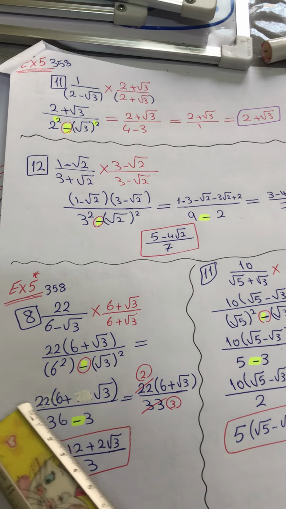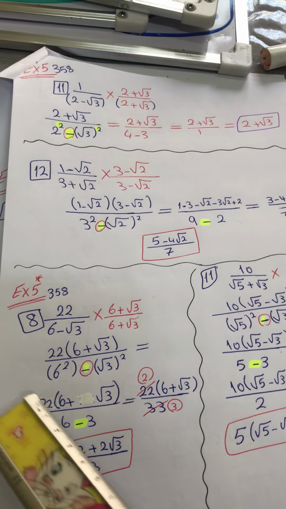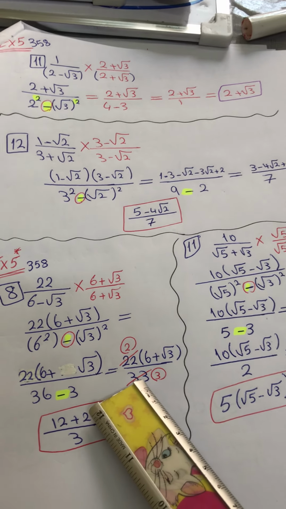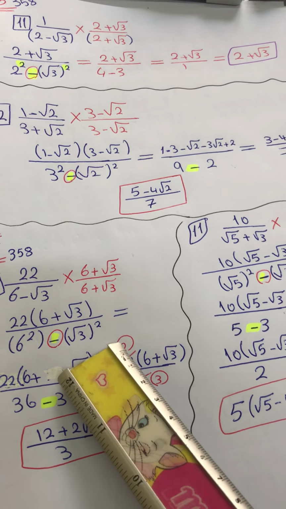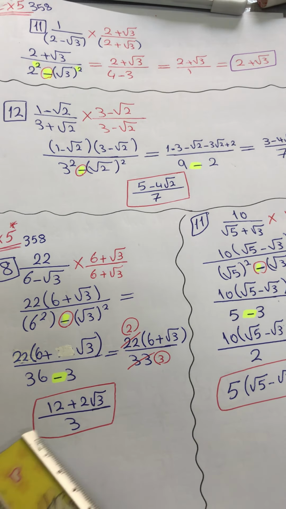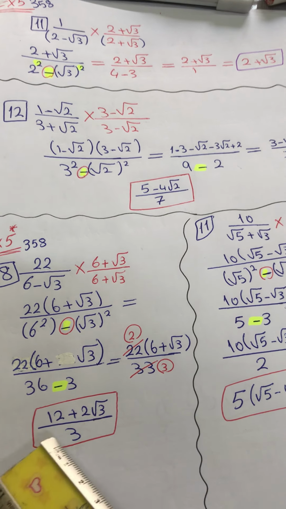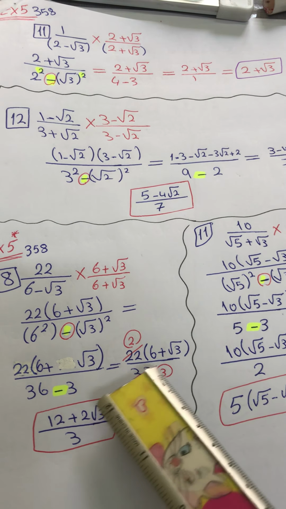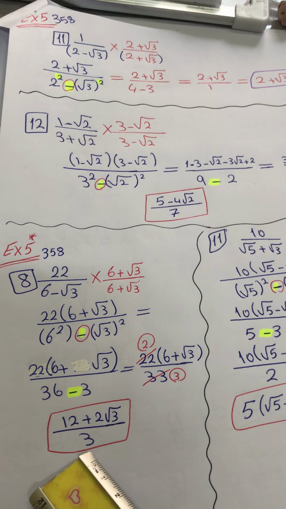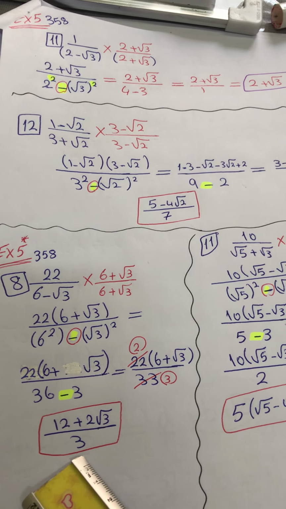Let me keep it. Maybe I can simplify the up and down numbers before distributing. Like this, I'll divide by 11 up and down, so it will give me 2 up and 3 down. Now you can distribute. 2 multiply 6 equal 12. 2 multiply square root of 3 equal 2 square root of 3 over 3. And this is the answer to number 8, exercise 5 star, page 358.